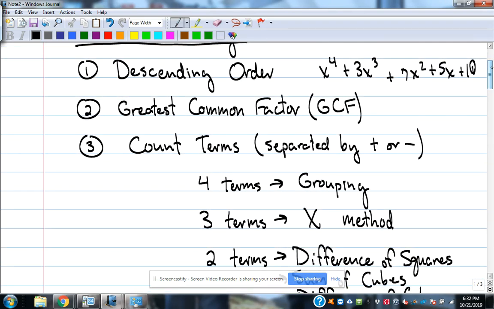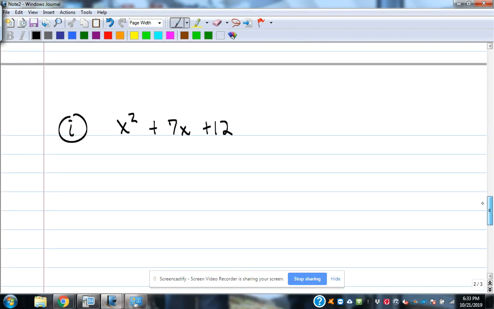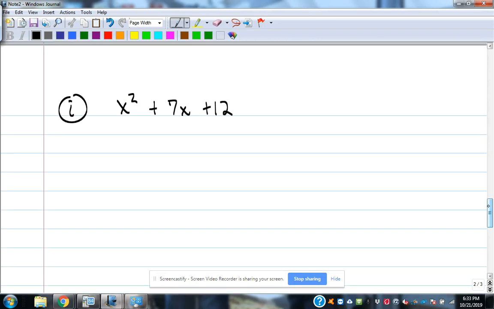X method. So I'm going to show you how to do the X method. You may have been taught something similar to this in high school. You may not have. I don't know, depending on where you went to school and when you went to school, how they taught you to factor these things. The X method is just a way of organizing your thoughts. Okay? And I'm going to show you how to do this.